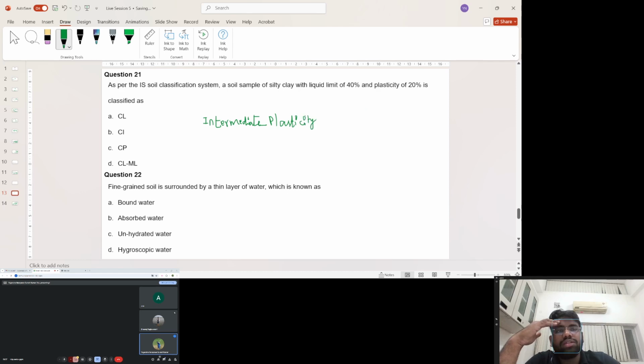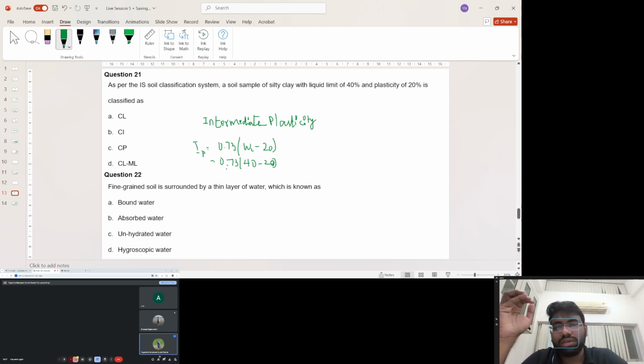Now you need to calculate the theoretical IP, which is 0.73 into (WL minus 20). So this is 0.73 into (40 minus 20). So how much will it be? It will be lesser than 20 obviously. So the point of 20 lies above the A line, which is clay. So it is classified as intermediate clay with intermediate plasticity. All right.